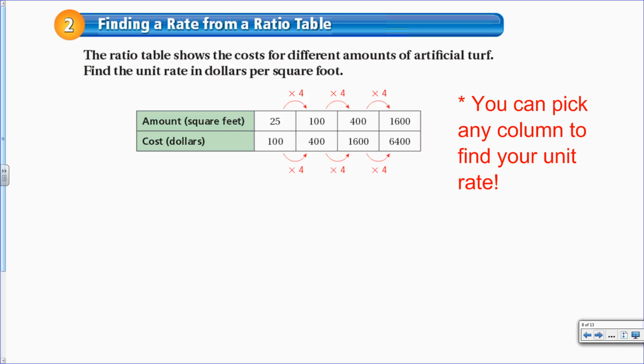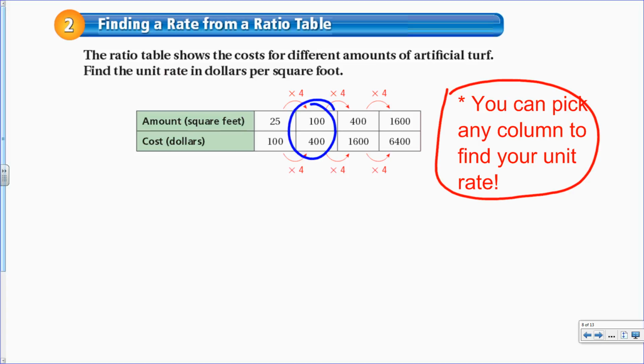Okay, the rest of this page is just practicing, but we want to look at it in a table and we want to look at it in a graph. So here's the key for a table. You can pick any column to find your unit rate. That's the thing we want to do. So we're going to pick a column. I'll just pick this one. Okay, it says on here, find the unit rate in dollars per square foot.